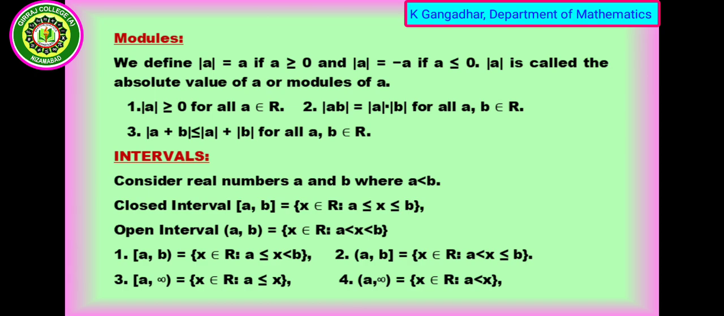So the closed interval AB, open interval AB, left closed right open: these intervals are finite intervals. Next, A to infinity or minus infinity to A intervals are infinite intervals because there the length is infinite.